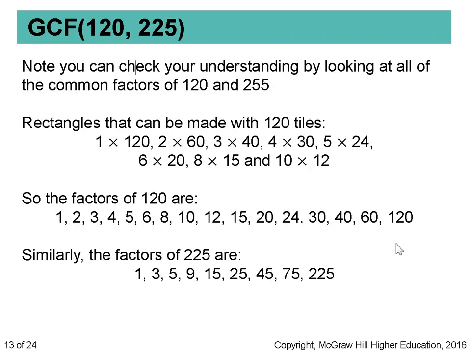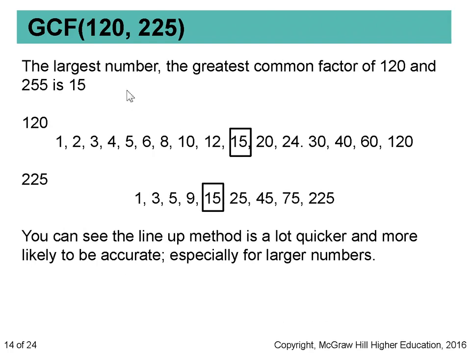Now let's look at 120 and 225 in a different way, by just looking at the common factors list. I can make all the rectangles that I can with 120 tiles and then list out the factors of 120, not the prime factors, just the regular factors. Same way with 225. You see, this is kind of a lot of work. Then if I compare my two lists, the biggest number they share in common, the greatest common factor, is 15.